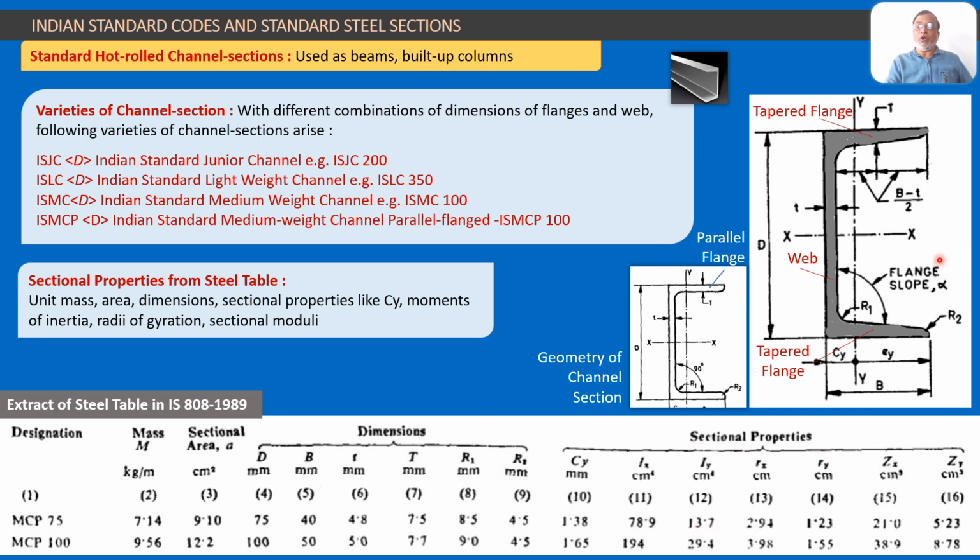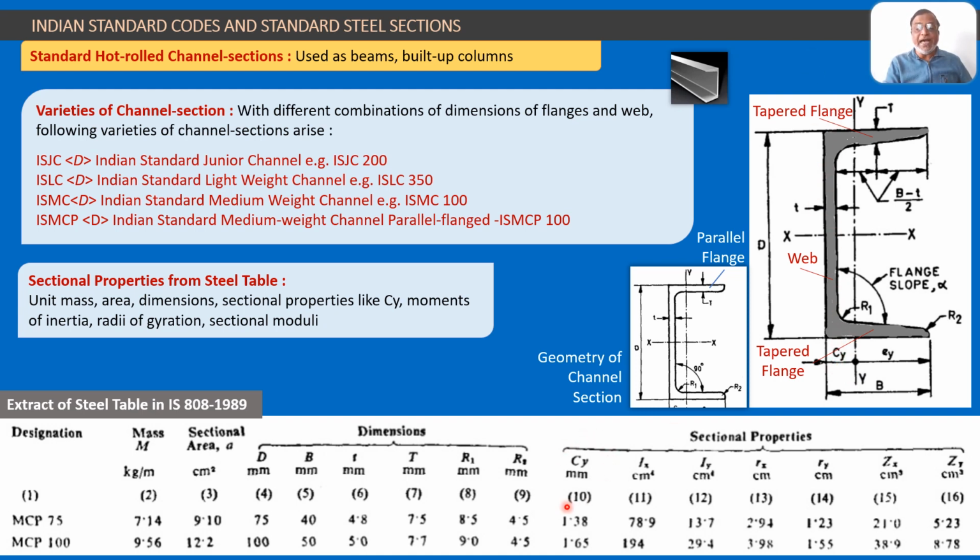So all these dimensions are given here. Sectional properties are also moment of inertia about x-axis, moment of inertia about y-axis, radius of gyration about x-axis, radius of gyration about y-axis, and sectional moduli about x and y-axis. One additional dimension comes in case of this channel section. It is CY. What is this CY? Here C stands for CG, or center of gravity. So this channel section is unsymmetrical about y-axis. So its centroid is not at its geometrical center. So the steel table has to provide the distance of y-axis from the edge of the channel section.